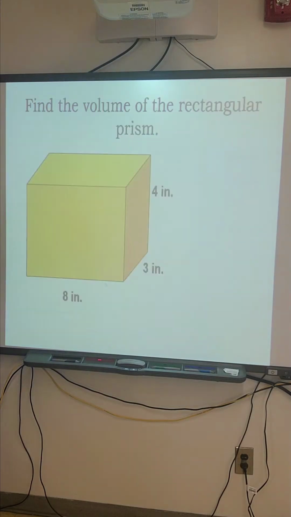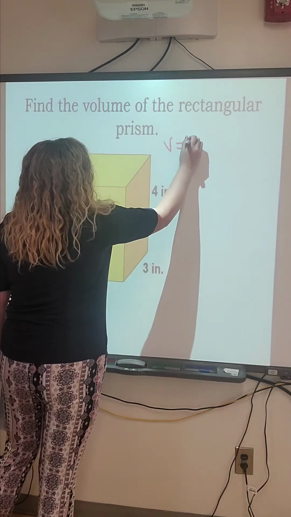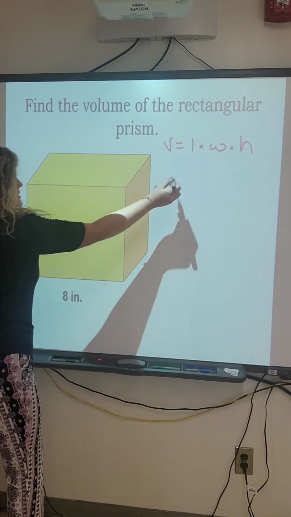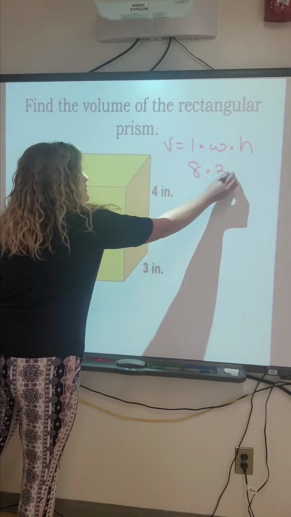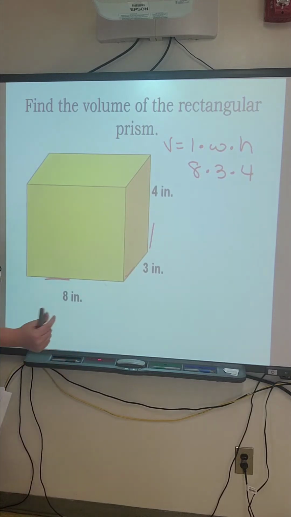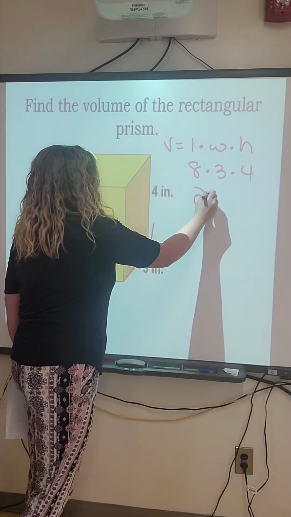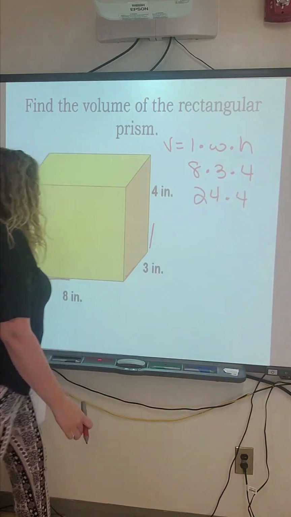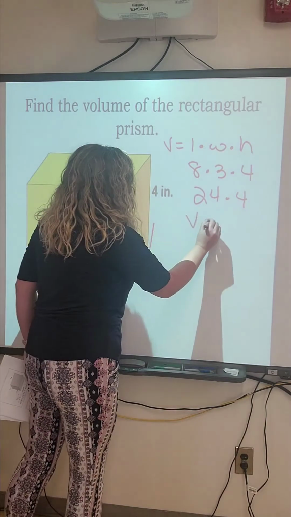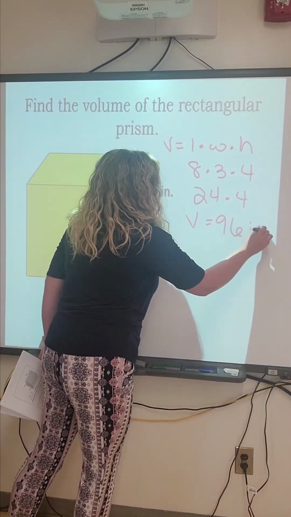Okay? So let's look at this next one. So this is the same thing. Find the volume of the rectangular prism. We're going to use volume equals length times width times height. My length is 8 inches times 3 times 4. 8 times 3 is 24 times your 4. 24 times 4 will give me the volume of 96 inches.